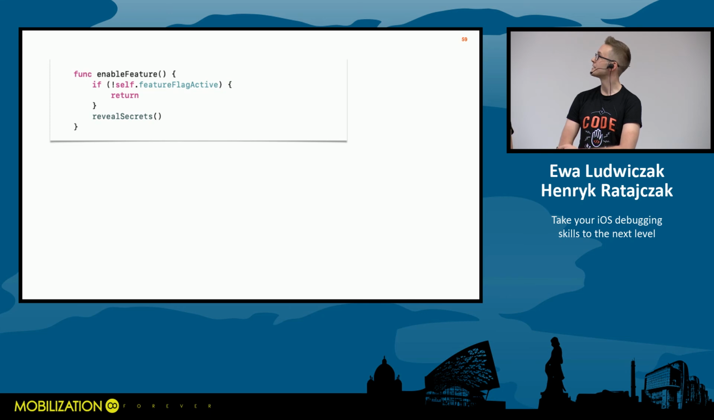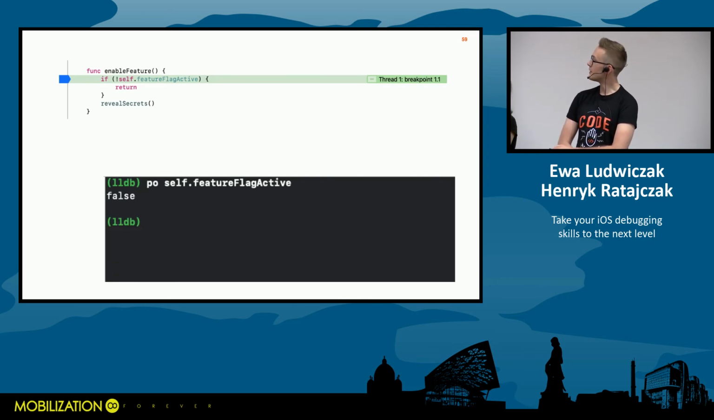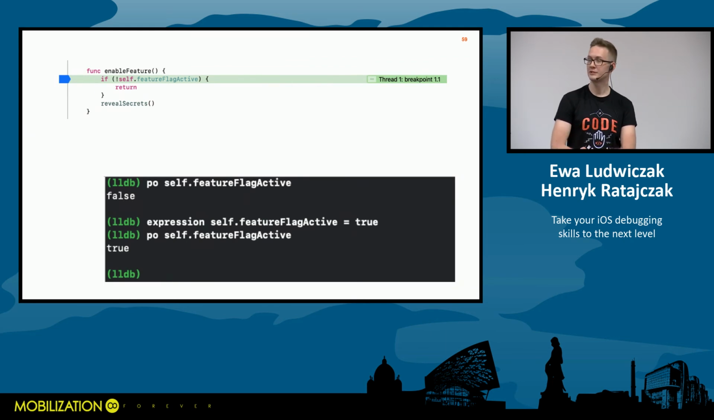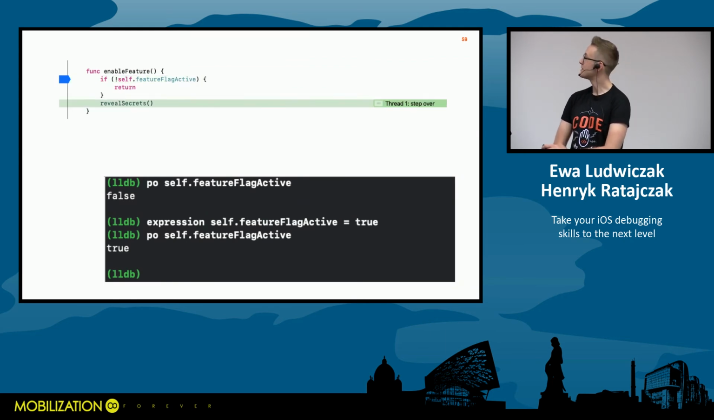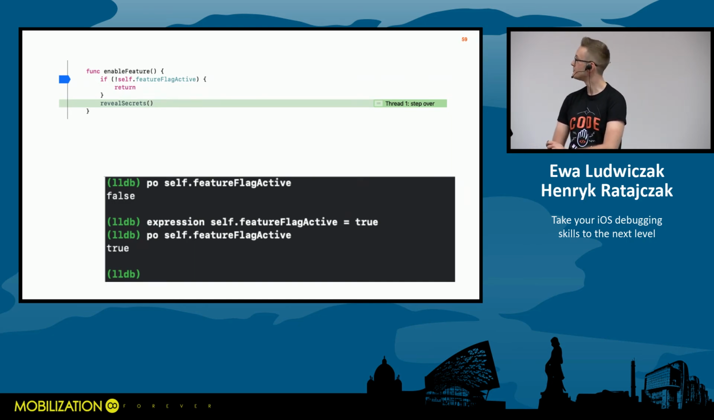So if you're in a situation, for example, you're trying to debug some reveal secrets method, but the feature flag is preventing you from doing this, don't recompile the code immediately, but as you enter the debugger, remember that by using LLDB, you can confirm the value by printing it, and then calling expression, you can assign a new value to the feature flag in active memory. And thanks to this, you can check that right now it's true. It has been altered dynamically by LLDB without recompiling the app. And you can immediately step over to the method you want to debug.